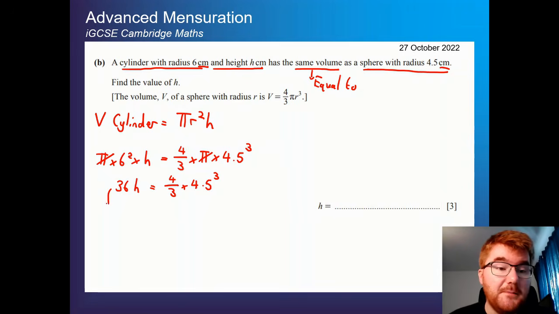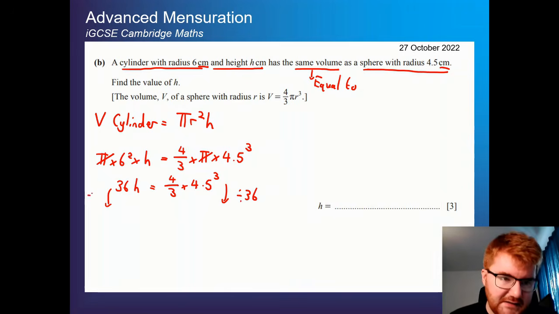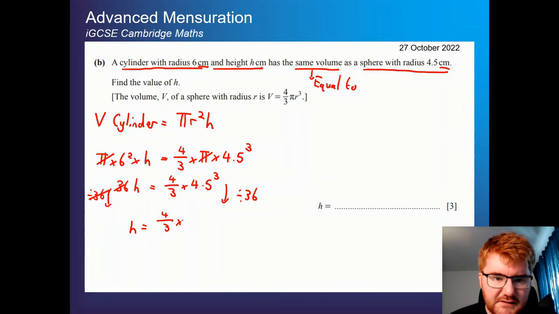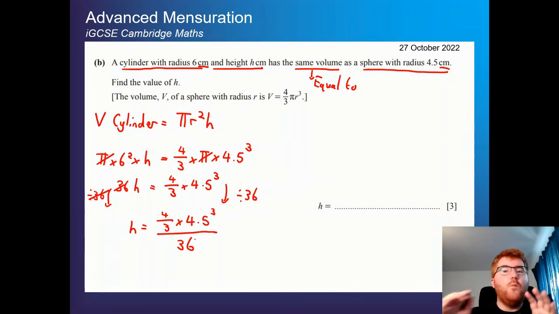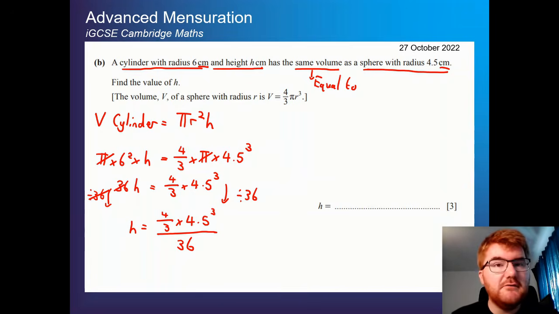All I need to do is the opposite of timesing by 36. That's dividing by 36 on both sides. This cancels, leaving us with h equals 4/3 times 4.5 cubed all over 36. Once I've got it into this form, then I can go to my calculator and work it out.